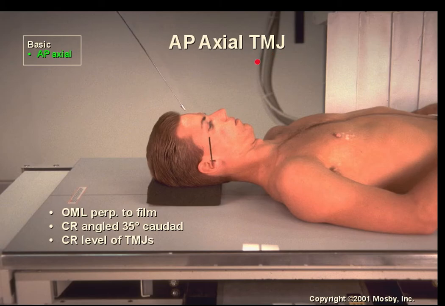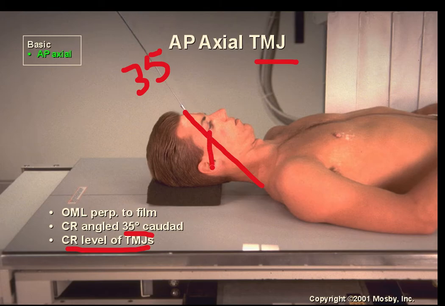So AP Axial TMJ, so this is the TMJ, your central ray level at the TMJs. So it's a little bit above the glabella, but you want to follow this line down to make sure that it's exiting through those TMJs. You're angled 35 degrees caudad. OML is perpendicular to the film, and then that central ray comes down and cuts right through the TMJs.